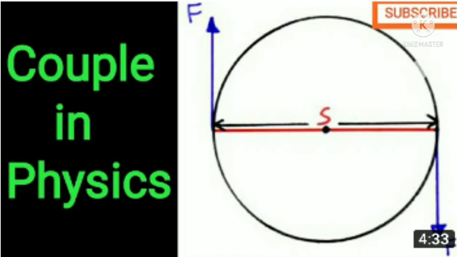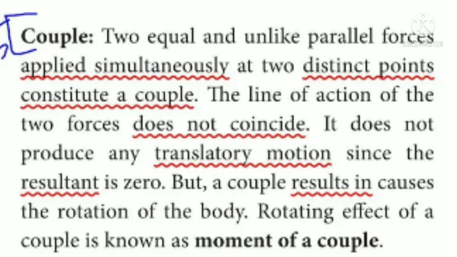Two equal and opposite forces whose lines of action do not coincide constitute a couple. Two equal and unlike parallel forces applied simultaneously to distinct points constitute a couple. Here the lines of action of the two forces do not coincide. It does not produce any translatory motion. Why does it not produce any translatory motion? Because the resultant is zero.